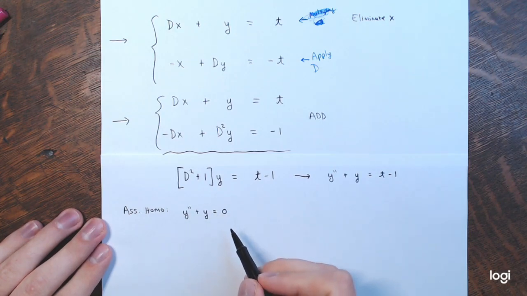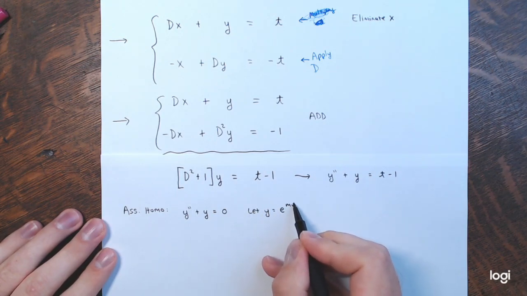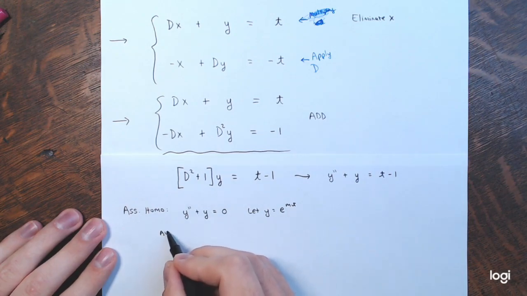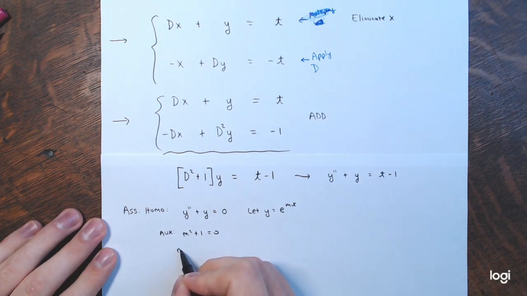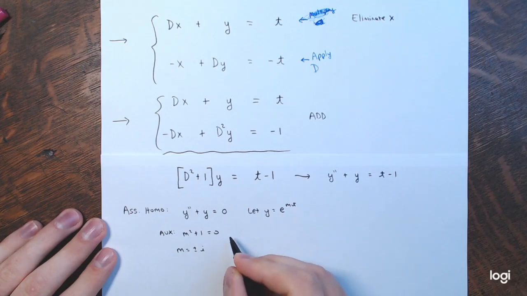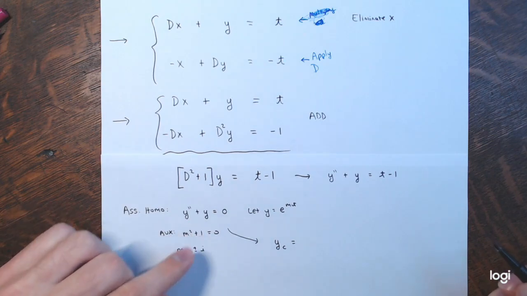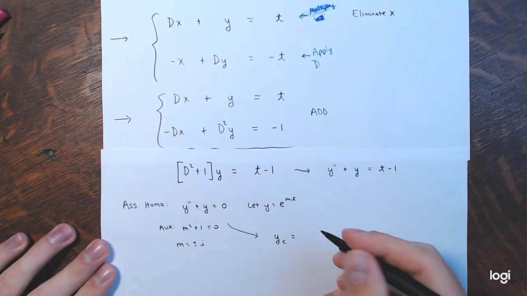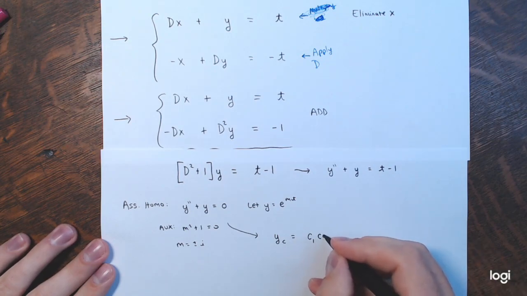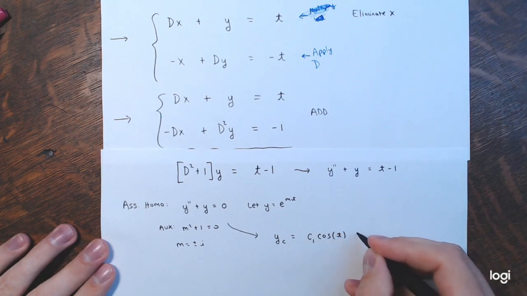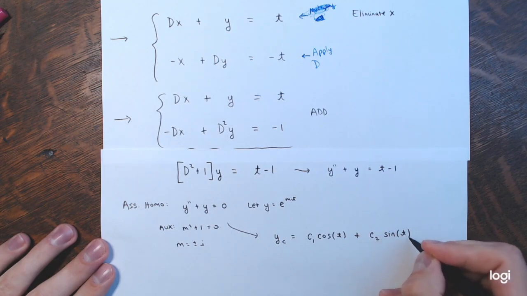And you have an equation with constant coefficients, so we let y equal e to the mt. That'll give me this auxiliary equation: m squared plus 1 equals 0. The roots are plus or minus i. And so that complementary function, yc, the solution of the associated homogeneous, is some constant, say c1, times the cosine of t, plus some other constant, c2, times the sine of t.